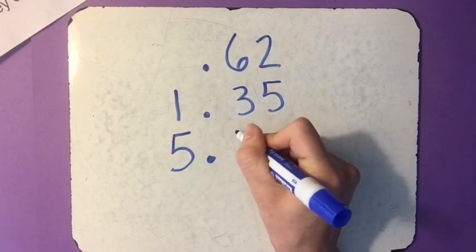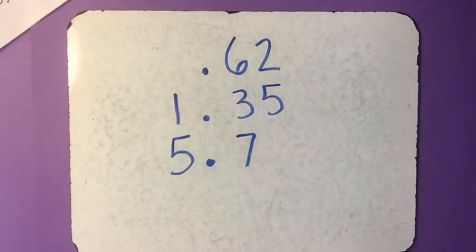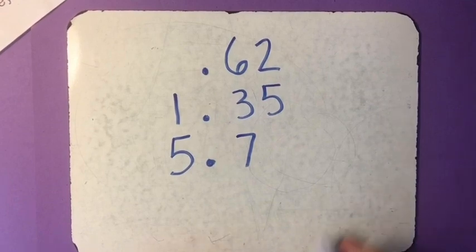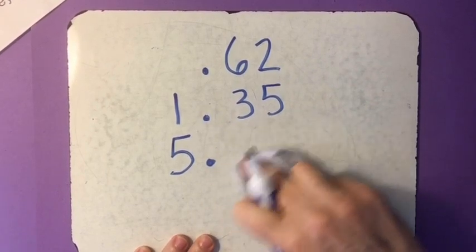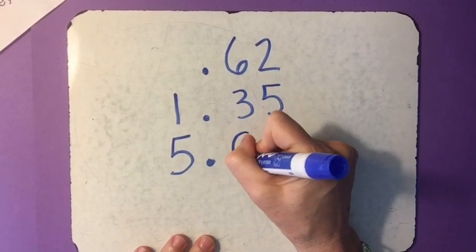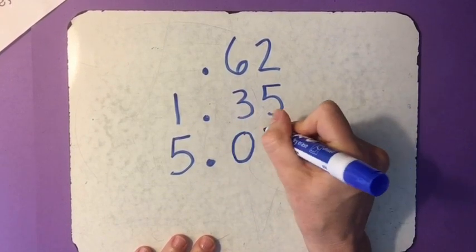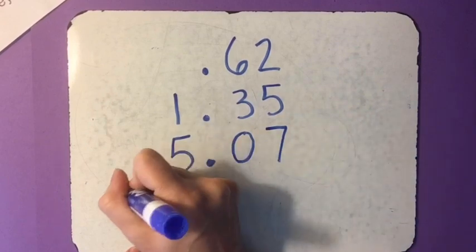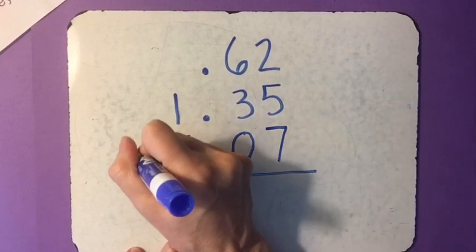$5 and 7 pennies. What did I just do wrong? I did something terribly wrong. I represented 7 pennies as 7 dimes. That's not going to work, right? That's not the same thing. So that's where our pal, the placeholder 0, comes in very handy, right? We want to make sure we represent our hundredths correctly.